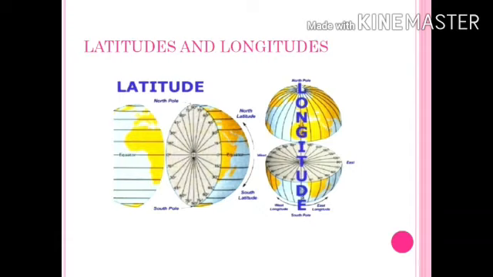Next one, longitudes. The longitude is a semicircle running from North Pole to South Pole. These are numbered from 0 degree longitude at Greenwich meridian, 180 degrees at the International Date Line. Prime meridian divides the earth into eastern hemisphere and western hemisphere.